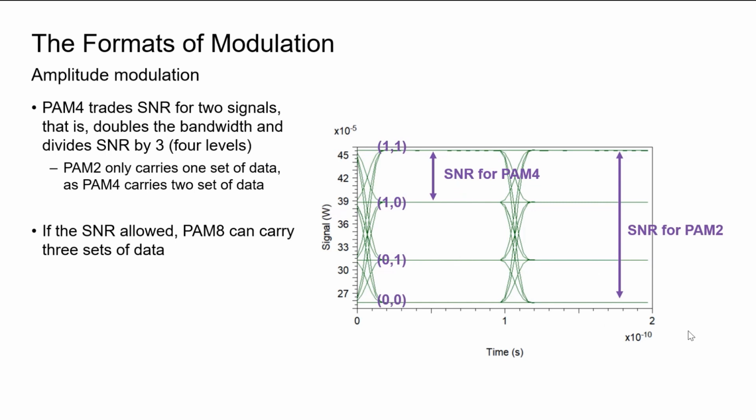So in the case here, the original SNR for PAM2 for binary signal, this is the SNR for the original set. But now we are able to transmit more data, but the SNR was reduced to this set. So that is, PAM2 only carried 1 set of data, but now PAM4 carries 2 sets of data. And if we have more and more SNR, we can either use the PAM8 or PAM16 for this modulation.